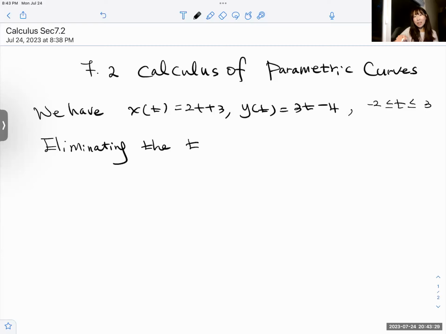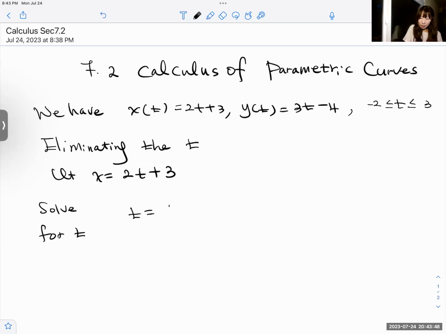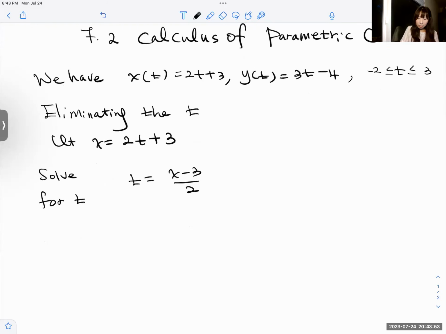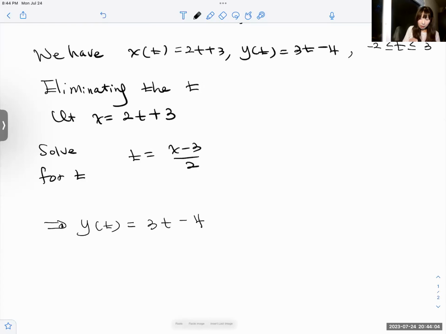Okay, so we eliminate the parameter t. Let x equal 2t plus 3. Then we want to solve for t. So t will be (x minus 3) over 2, right? Okay, now let's say that y of t, which is 3t minus 4, and t in that case is (x minus 3) over 2.